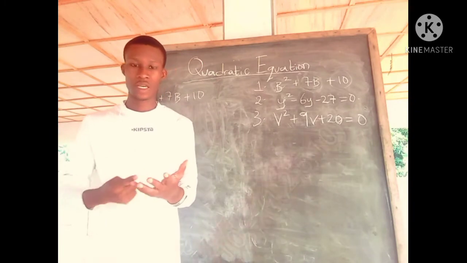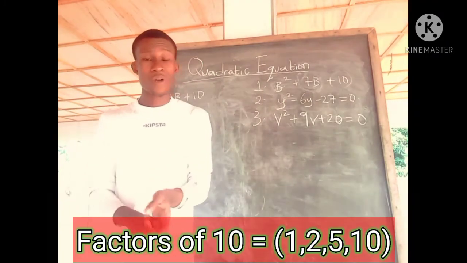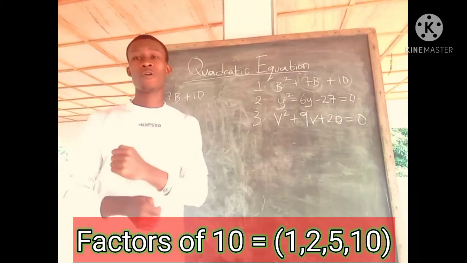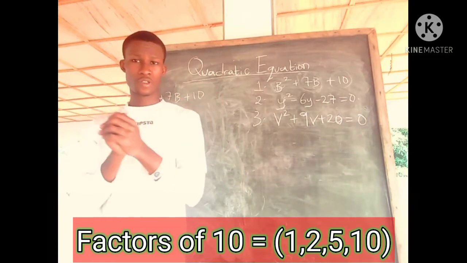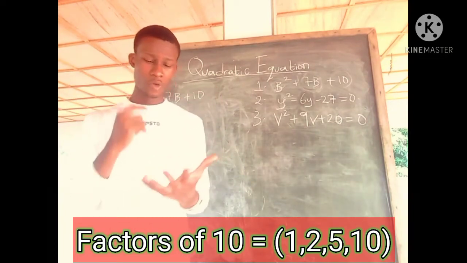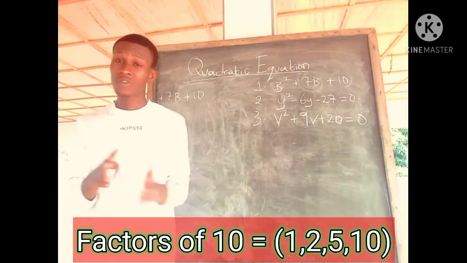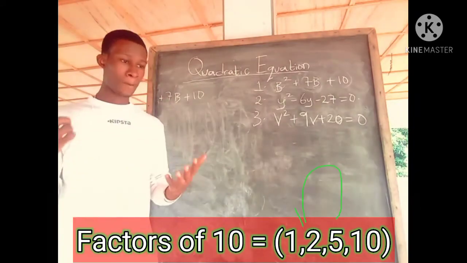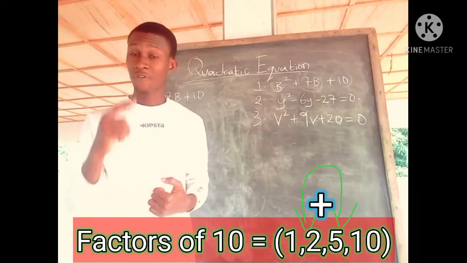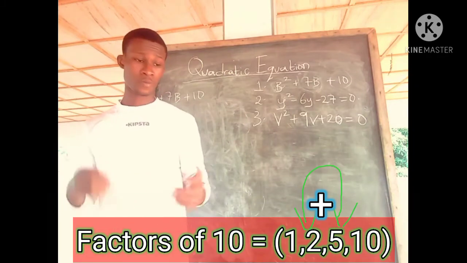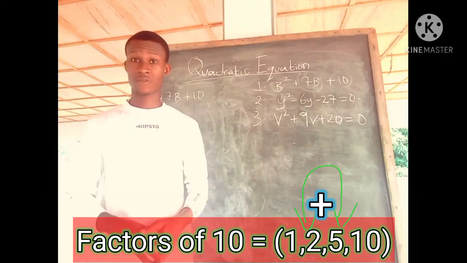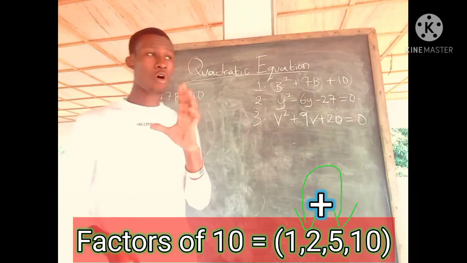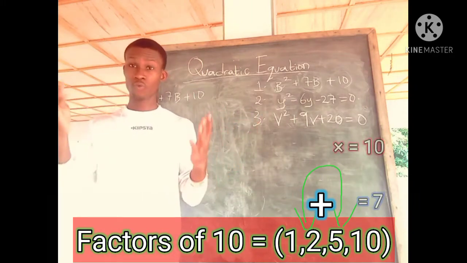So the factors of 10 are 1, 2, 5 and 10. We surely know that 1 times 10 will give us 10, and 2 times 5 will give us 10. Now, since we have found the factors of 10, what's the next thing that we do? We surely have to ask ourselves, which of these factors are we sure we are going to add up together to give us 7? We know that 1 plus 10 will never give us 7. It will rather give us 11. We know that 1 plus 2 will not give us 7. It will rather give us 3, and so on and so forth. But now I can see that out of all the factors so far, 2 and 5 will surely give us 7.